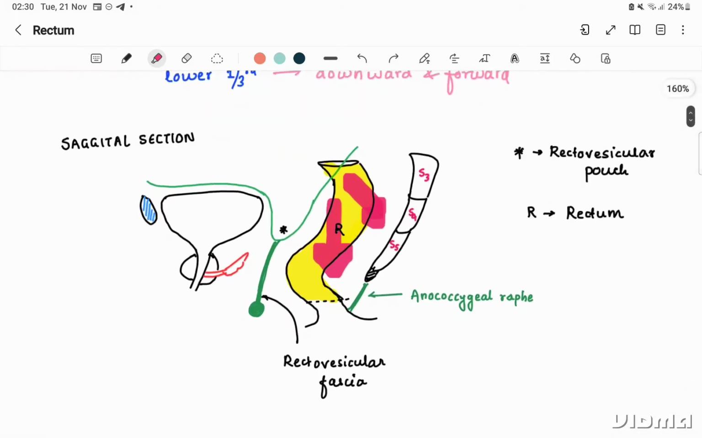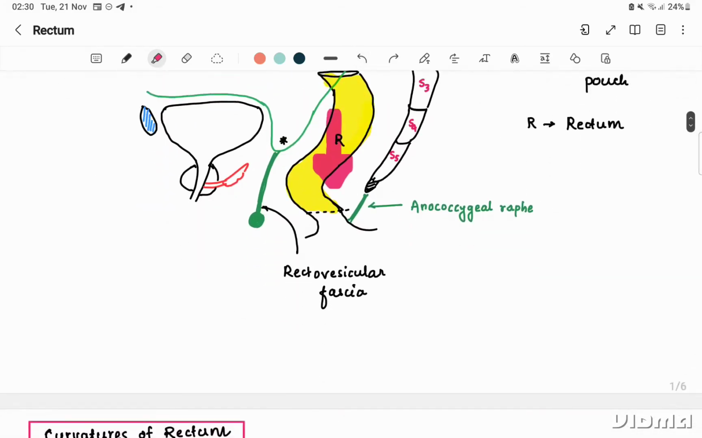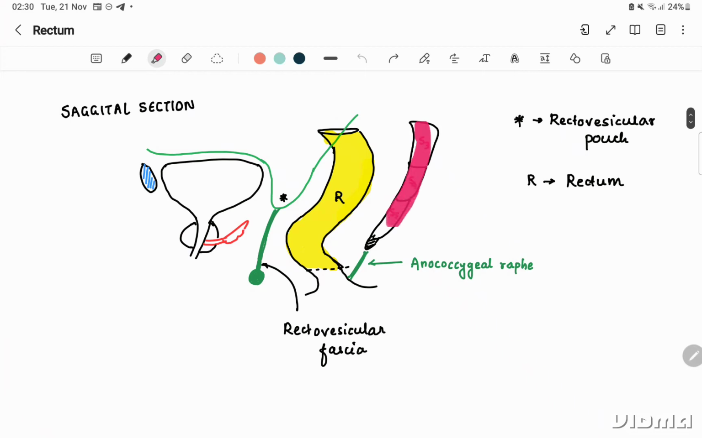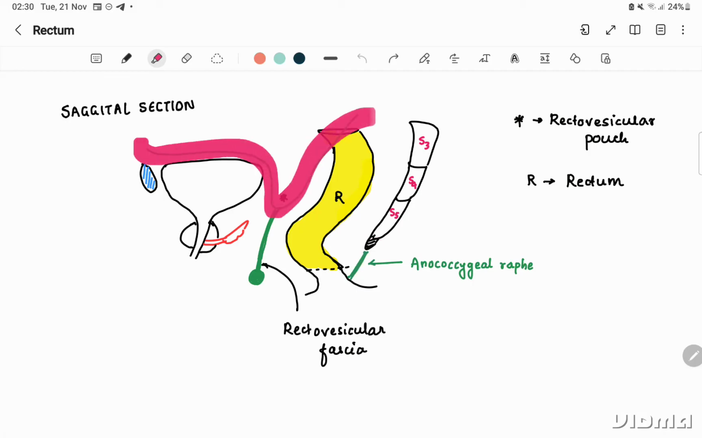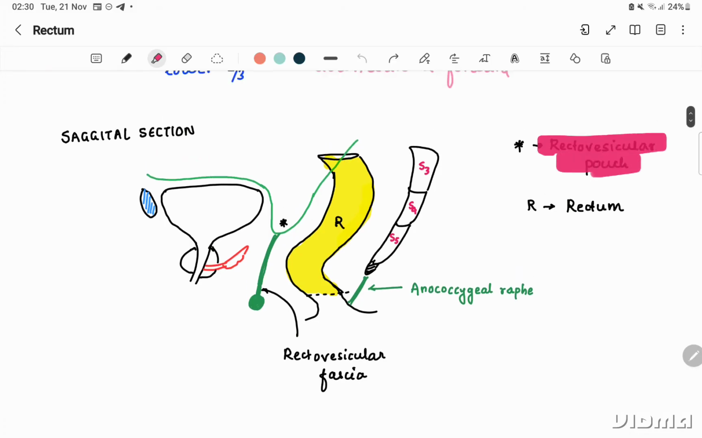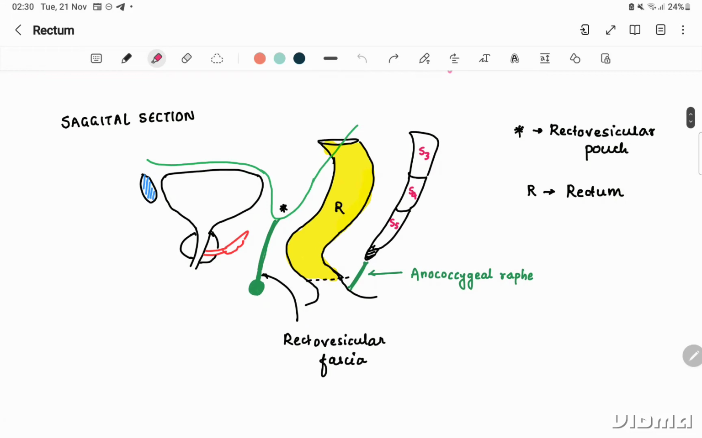Okay. This is a sagittal section. You can see the sagittal section and appreciate the S3, S4 and S5 vertebrae, and there is a raphe called the anococcygeal raphe, which is connecting this S5 sacral vertebra to the rectum. And we have this pouch that you can identify easily. This is a rectovesicular pouch, which is also called a rectouterine pouch or pouch of Douglas. Then your urinary bladder, your prostate gland, your seminal vesicle. Understood? So you can appreciate the structures and how the rectum is present.